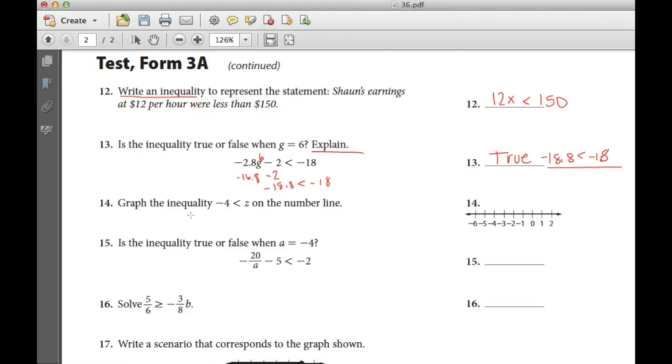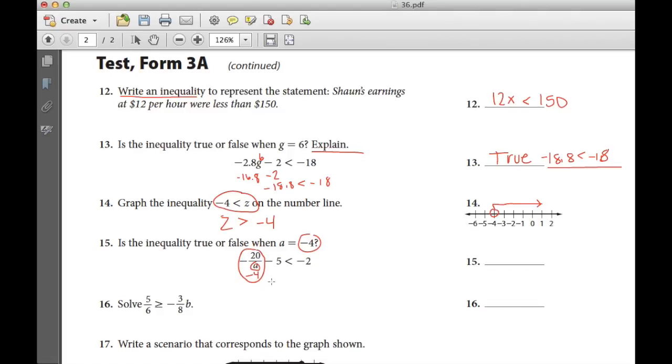It says on number 14 to graph the inequality on the number line. I usually like to flip this around because I like my variable first, but that's just a preference here. If I do put z first, I have to make sure and flip the inequality sign. So we have z is greater than negative 4. That's an open circle at negative 4 with an arrow going to the right.